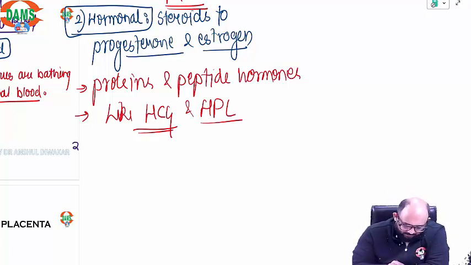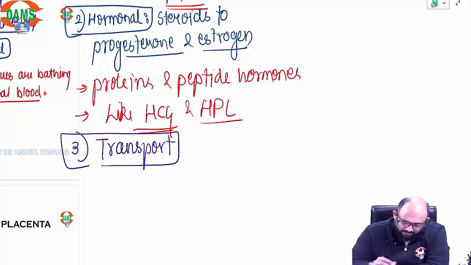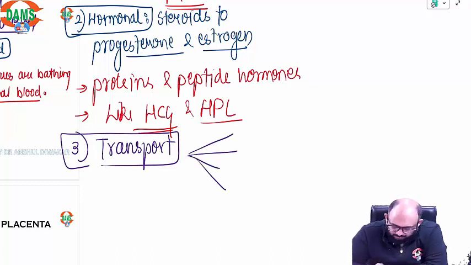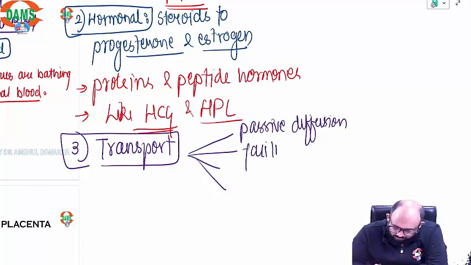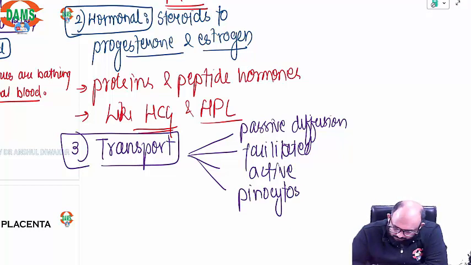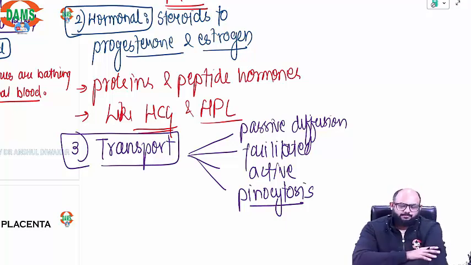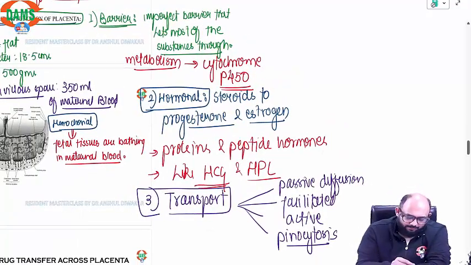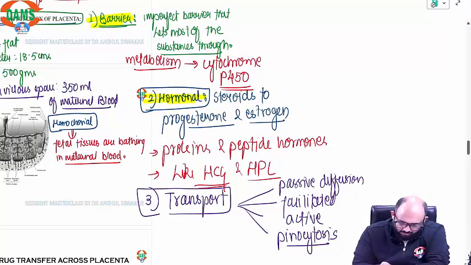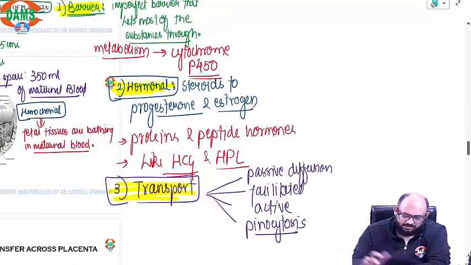And then it has obviously the transport function. And we know there are four types of transport: passive diffusion, facilitated transport, active transport, and pinocytosis. So these are the functions of placenta: barrier, hormonal, transport. Just complete this list.